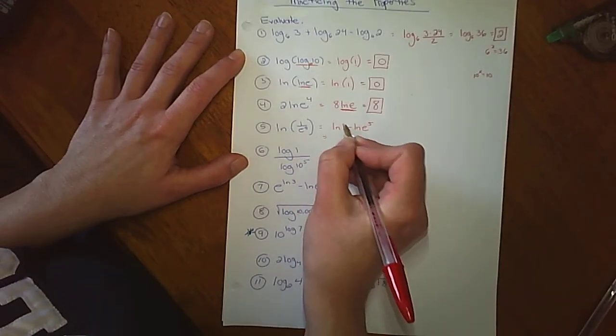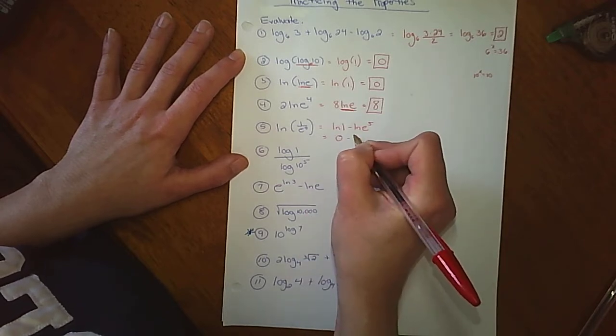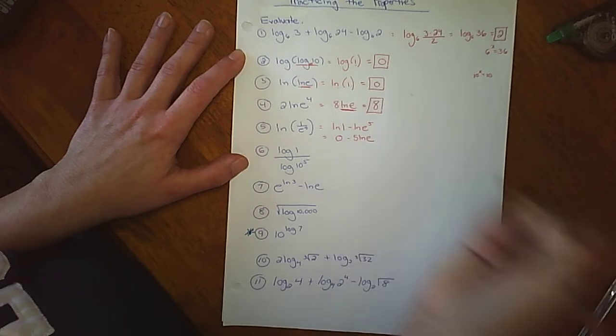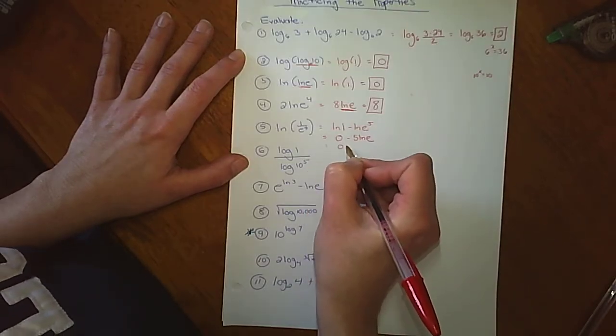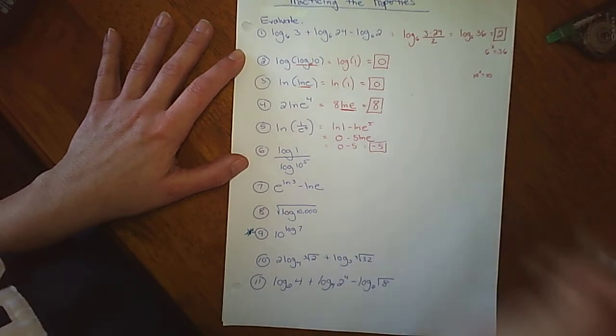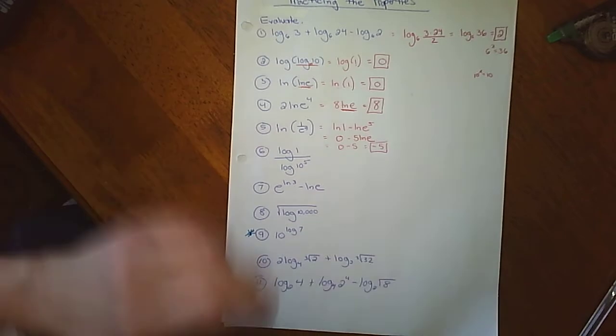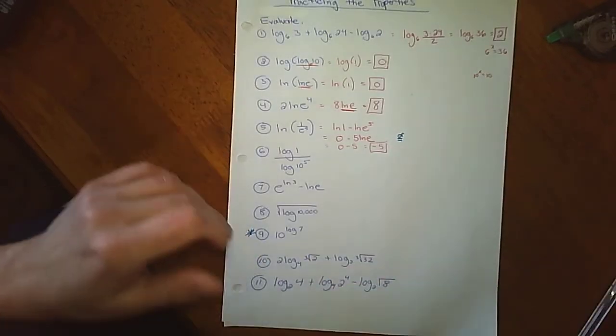And that becomes, oh, log of 1 is nothing. Minus 5 natural log of e. Oh, and what's the natural log of e? 1. So I'm getting negative 5. So that's one way of doing it. Or you could do it a different way.